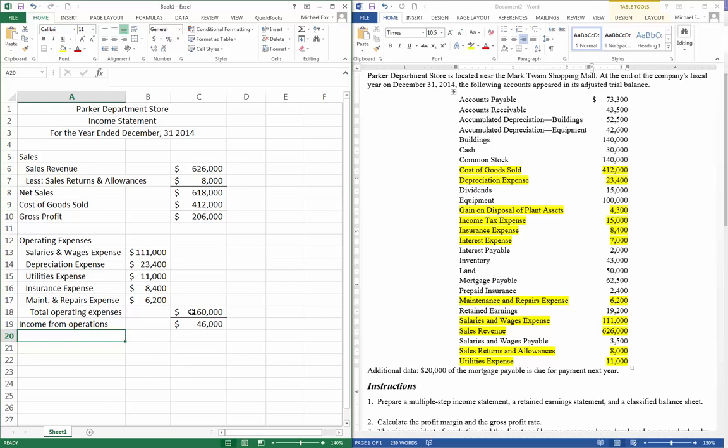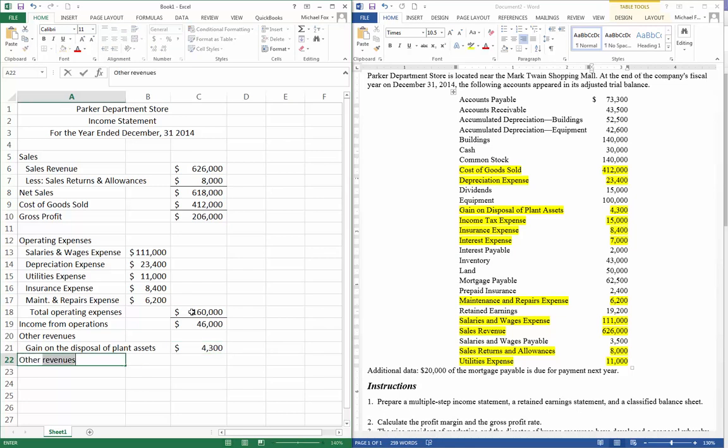Now we'll deal with our other revenues and other expenses. Our other revenues, we had a gain on the disposal of plant assets. That in essence means that we sold some equipment or other plant assets for more than their book value. So we made a gain, which is a revenue. And that amount was $4,300.